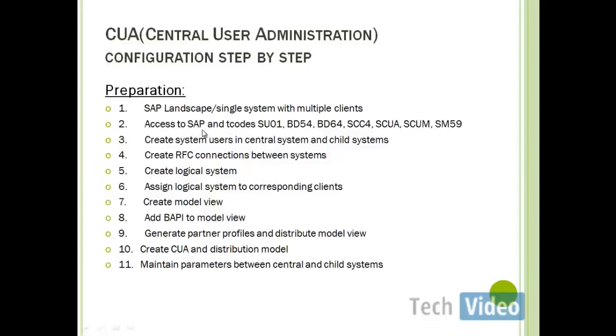Then access to SAP T codes. These are all the SU01 and all these T codes. Then we need to create a system user in the central system and all the client systems. We will do that, and create RFC connections between the systems, create logical systems, and assign the logical system to the corresponding client. And we will create the model view. Then we will also add the BAPI to the model view, and we will generate the partner profile and distribution model, and we will create the CUA and distribution model. Then we will maintain the parameters between the central and the child systems.